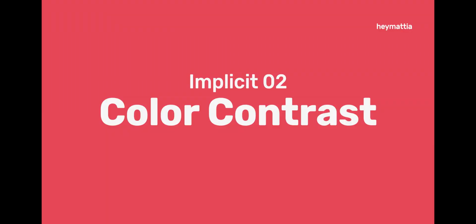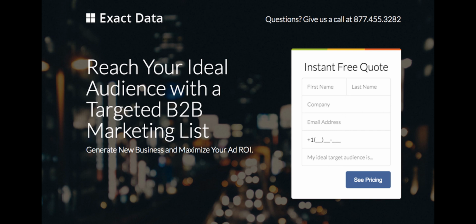Next up, implicit cue 2. Color contrast. Contrasting colors work as a directional cue because the color differences make visitors pay attention to that particular section. Take a look here.